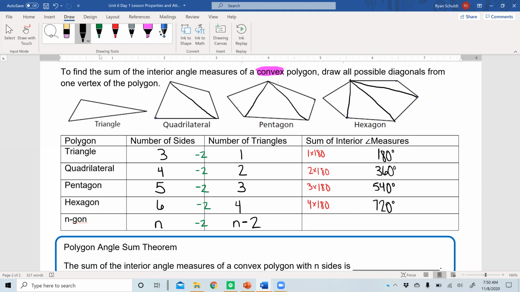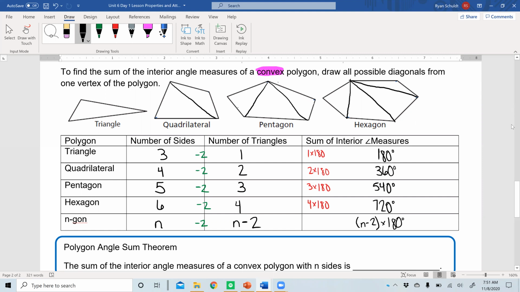And then notice here, to get the sum of the angles, I just did how many triangles I had times 180. I have n minus 2 triangles, so I could say n minus 2 times 180 degrees. There we go. We just did a generic n-gon.